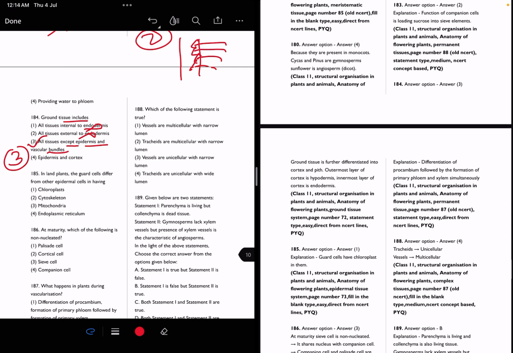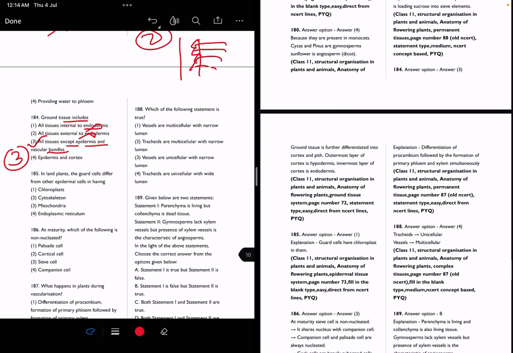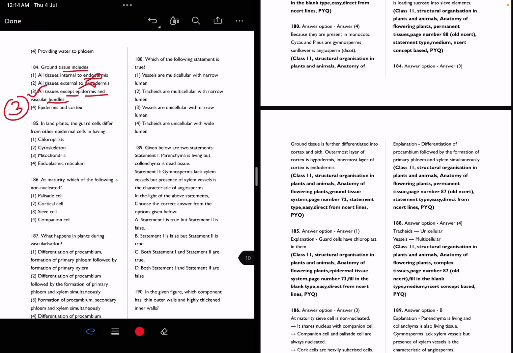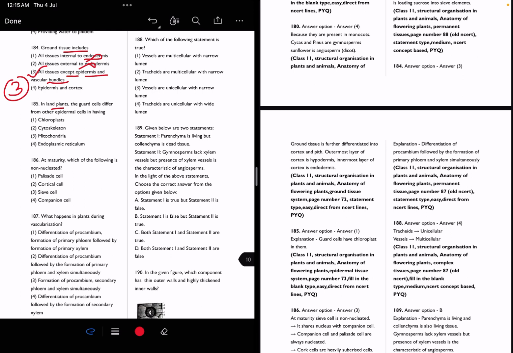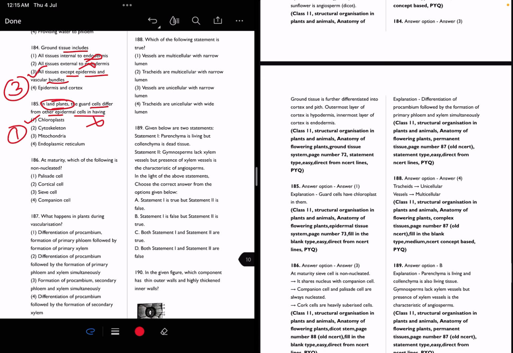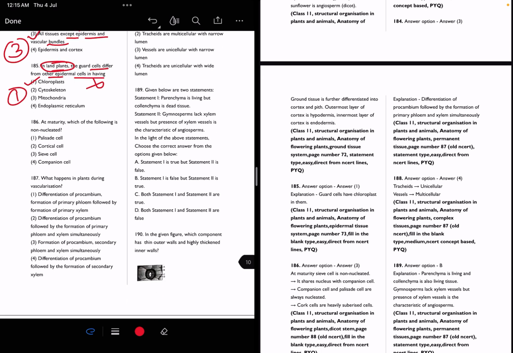Ground tissue further differentiates into cortex and pith. The outermost layer of the cortex is the hypodermis, and the innermost layer is the endodermis. Okay, question 185. In land plants, the guard cells differ from other epidermal cells in having chloroplasts. In land plants, guard cells have chloroplasts, while in other epidermal cells there is no chloroplast. So the answer is the presence of chloroplast in them. Okay, next question 186.